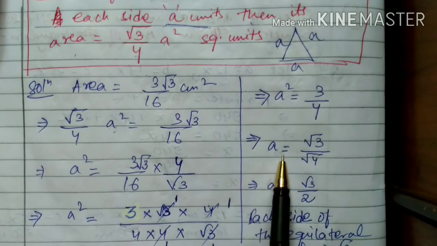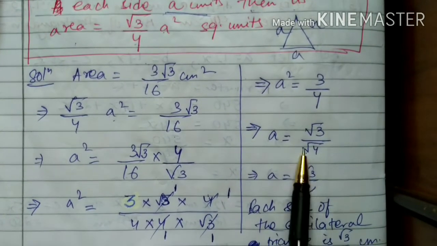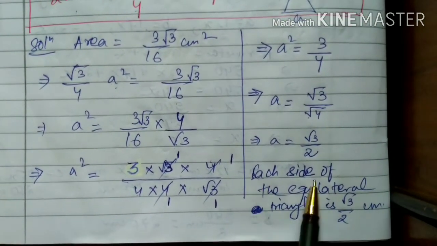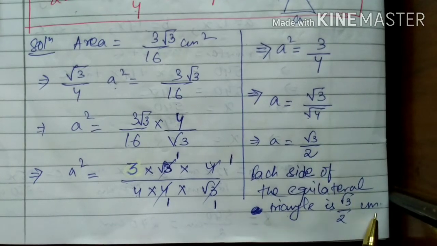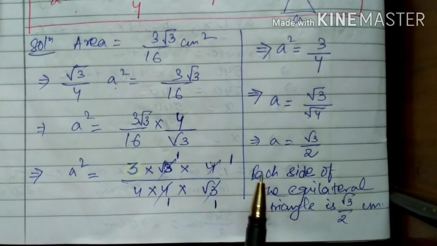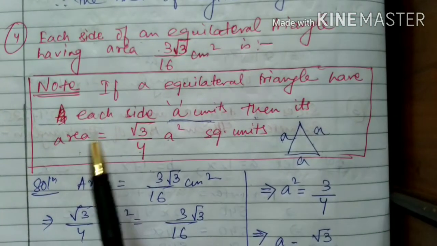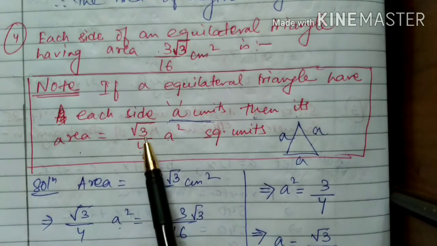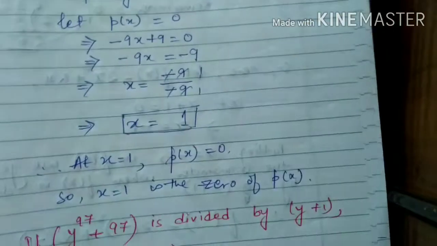Now A will be how much? Square root of 3 by square root of 4, and square root of 4 means 2. So each side of the equilateral triangle is root 3 by 2 centimeter. Like this you can solve any question related to an equilateral triangle. Only remember that if each side is A units, then its area will be root 3 by 4 A square. Let's go to the next question.